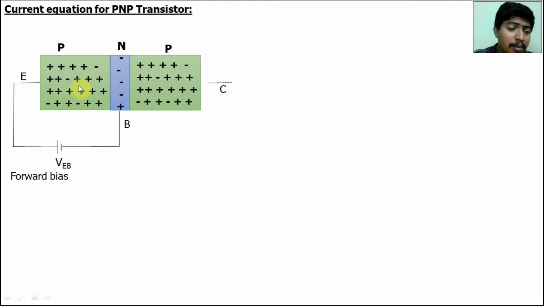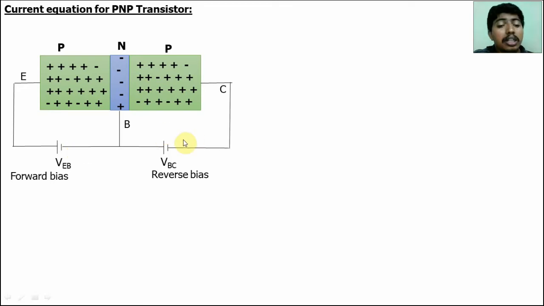Holes in the emitter side do not cross the junction, so it does not create current flow. To make the current flow, it should be forward bias. EB should be forward bias. Then only the transistor will be in the active region. There will be an active movement of holes.